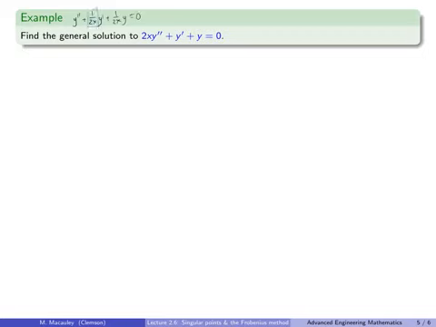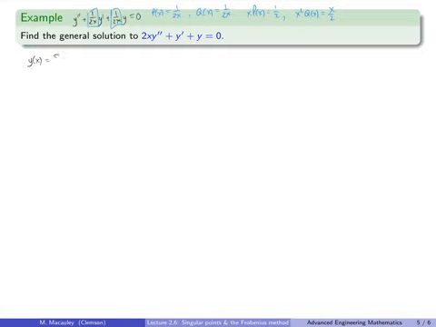So this is p, this is q. In other words, p of x equals 1 over 2x. This is clearly not defined at 0, and nor is q. q of x is 1 over 2x. So 0 is a singular point. However, if we compute x p of x, this is 1/2, and x squared q of x equals x over 2. Then both of those are defined at 0, so this singular point is indeed regular. So that means that we can find a generalized power series solution.